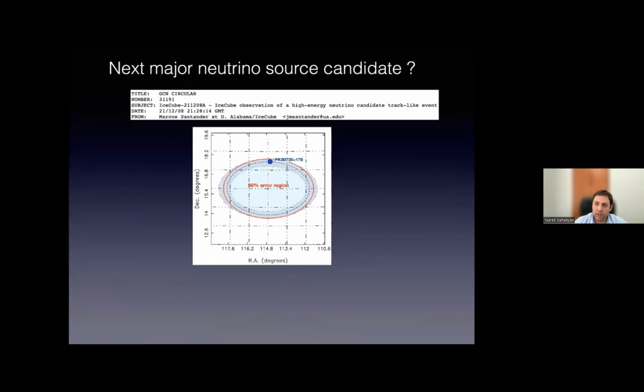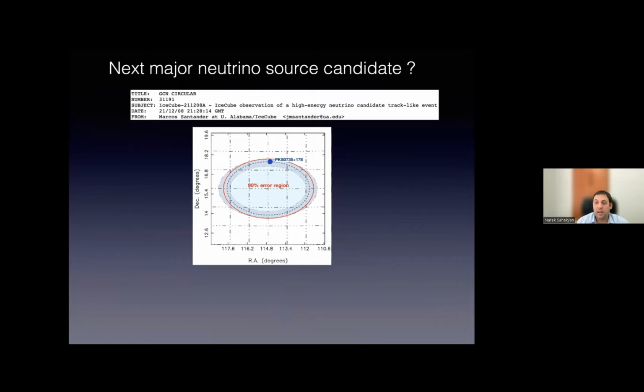But what I want to discuss in more detail is this new object that we call the next major neutrino source candidate. So on December 8th, 2021, a neutrino was observed by IceCube with an energy of around 170 TeV. But what was more interesting after this observation was that there is a blazar slightly outside the error region of the IceCube observation.